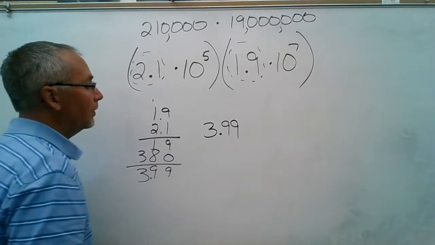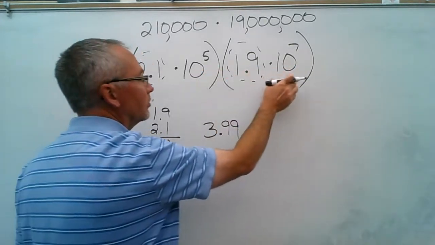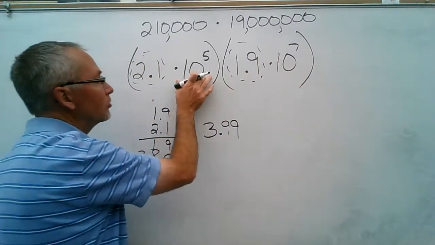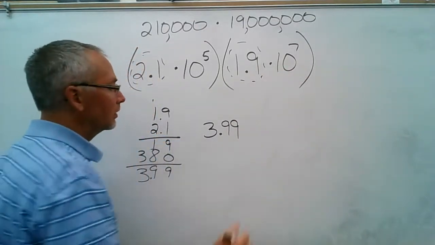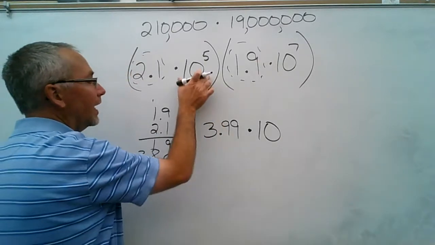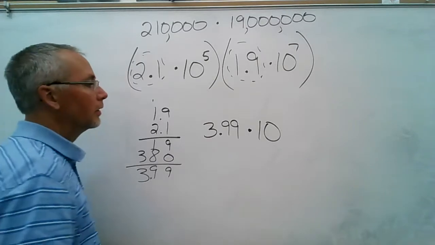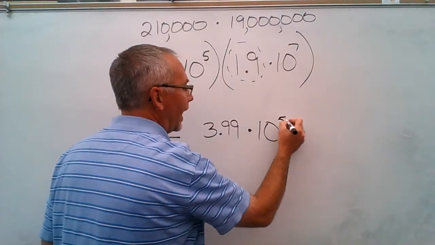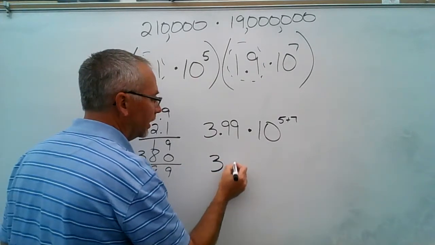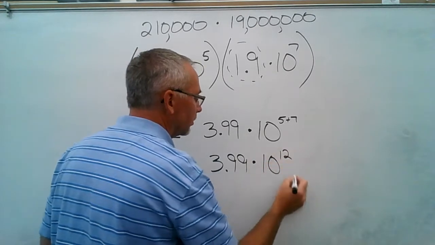Well, I'm not done because I still have my 10 to their certain powers. Well, this should look familiar because now I have two 10s, both the bases. So I'm going to multiply it times the base of 10. And when I have the same base and I'm multiplying exponents, remember what we do? That's right. We add those exponents. So this becomes 3 99/100ths times 10 to the 12th power.